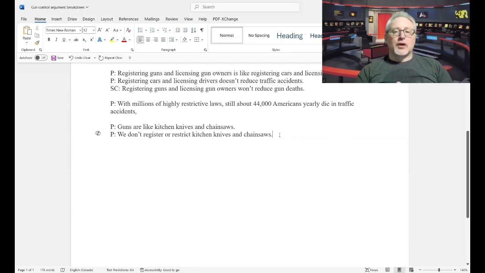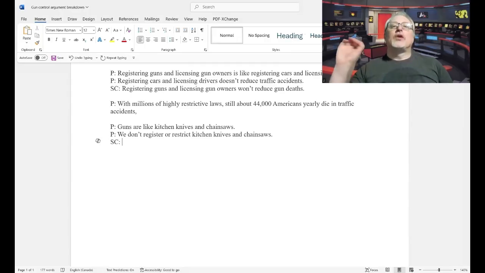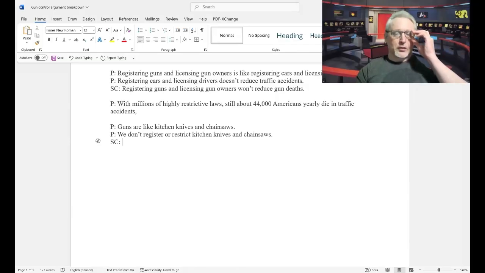And if this is also an argument from analogy, well, I think the logic is since we don't register or restrict kitchen knives and chainsaws, and guns are like those things, then we also should not register or restrict guns. So I'll write that down.